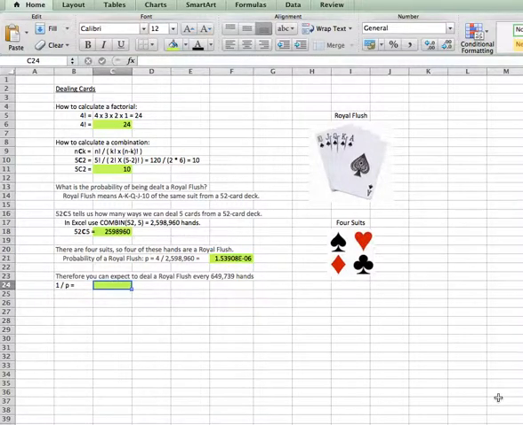So let's see that calculated. That equals 1 divided by F21. Okay, and so that's how we get that 650,000 number. So again, if we just sit and keep dealing 5-card hands, every 650,000 times we would expect to deal a royal flush. Okay, this is a good place to pause and practice these Excel calculations.